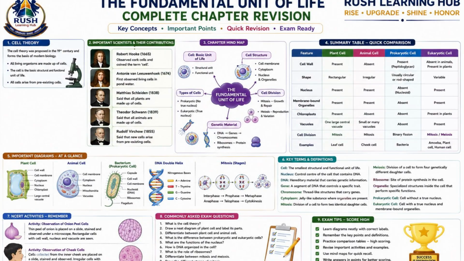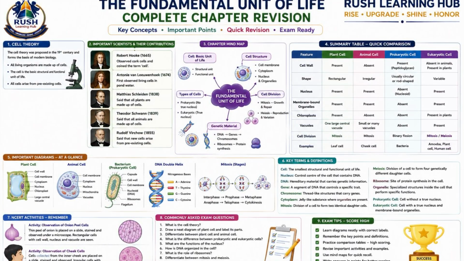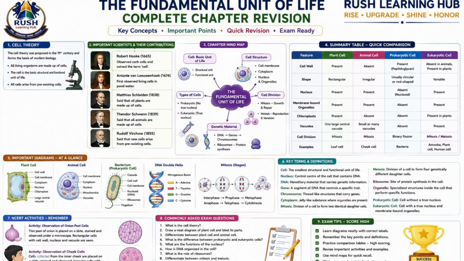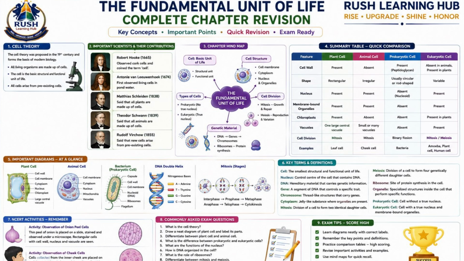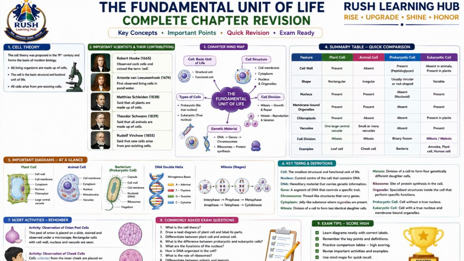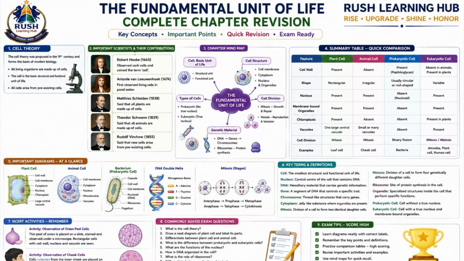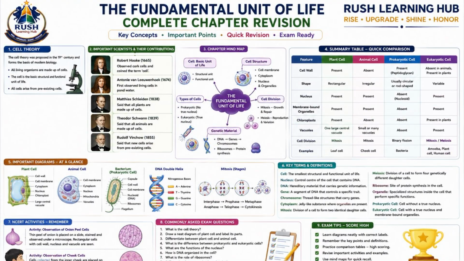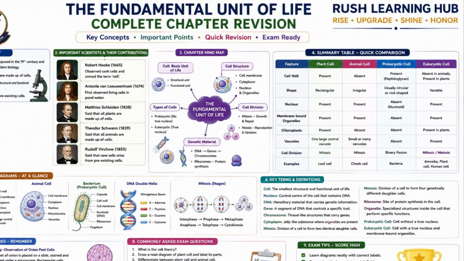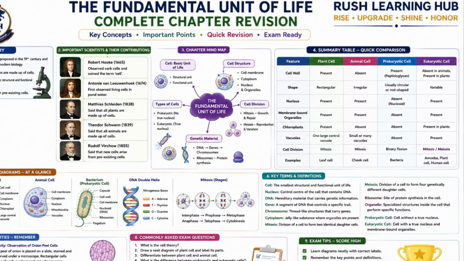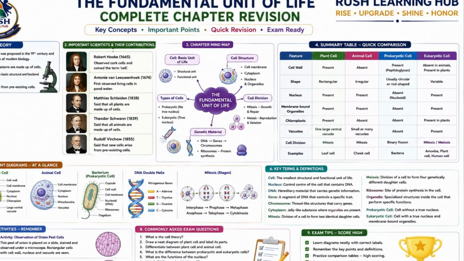Revise all NCERT activities, especially onion peel cells, cheek cells, osmosis experiments, and onion root tip observations. These topics are frequently tested in examinations. Before we conclude, let us summarize the chapter in one sentence. Cells are the fundamental units of life, containing specialized structures that work together to perform all activities necessary for the survival, growth, reproduction, and continuity of living organisms.